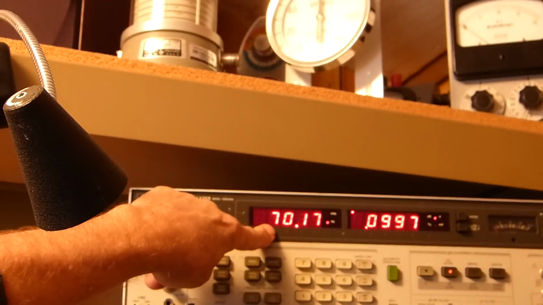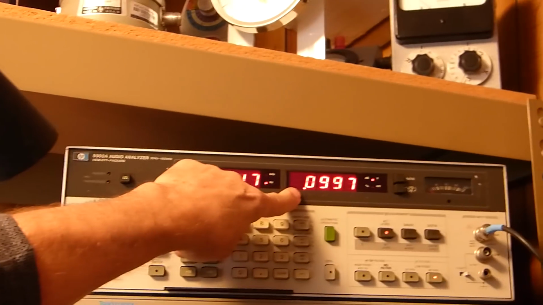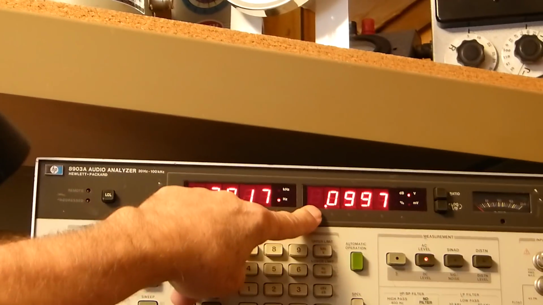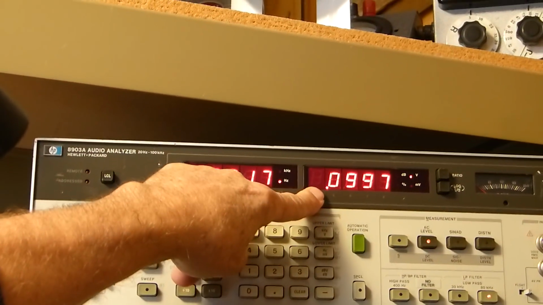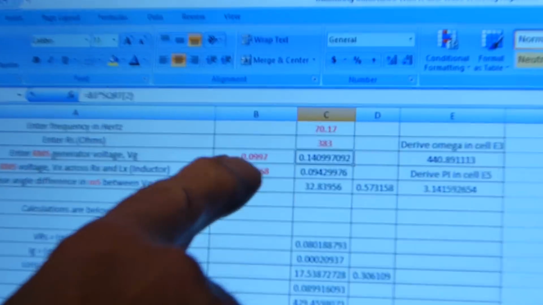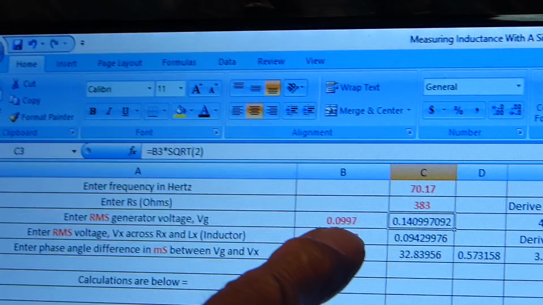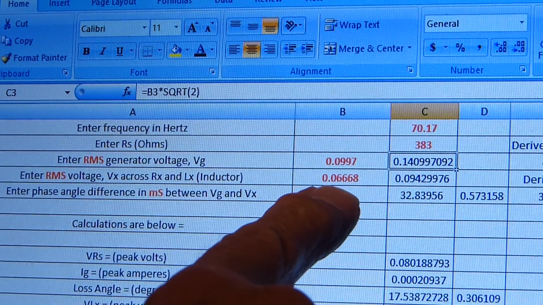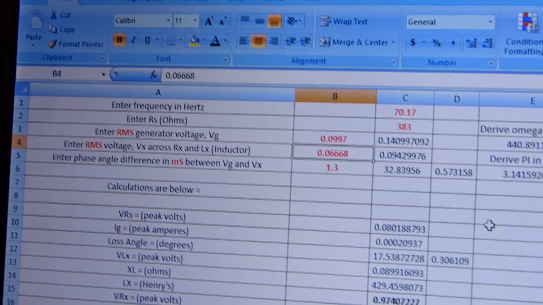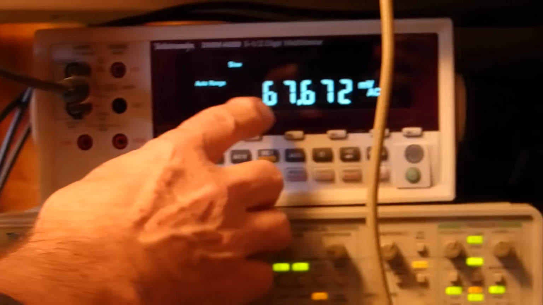70.17, and I'm setting the voltage that I excite the circuit with at 100 millivolts, 0.1 volts. Well, it's loading it ever so slightly, so it's 0.0997, and we'll put the numbers in exactly as we get them. There it is, 0.0997. These numbers are staying set from last night. Now we measure the RMS voltage right here, but we're going to convert it to peak out here. Okay, we measure the RMS voltage. We're going to put that in right here, and here it is right up here.